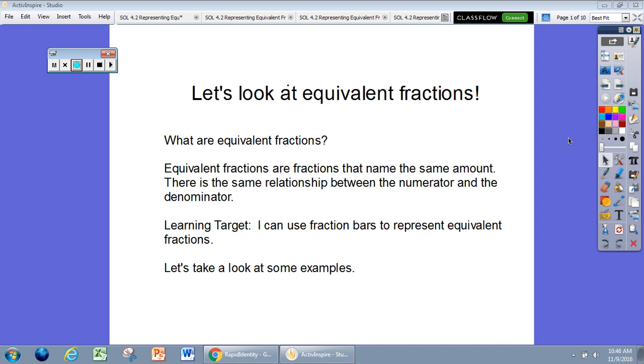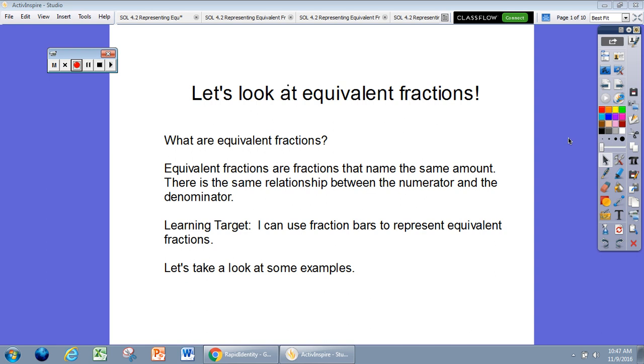Let's look at some equivalent fractions. What are equivalent fractions? Equivalent fractions are fractions that name the same amount. There is the same relationship between the numerator and the denominator. Our learning target for today is I can use fraction bars to represent equivalent fractions.